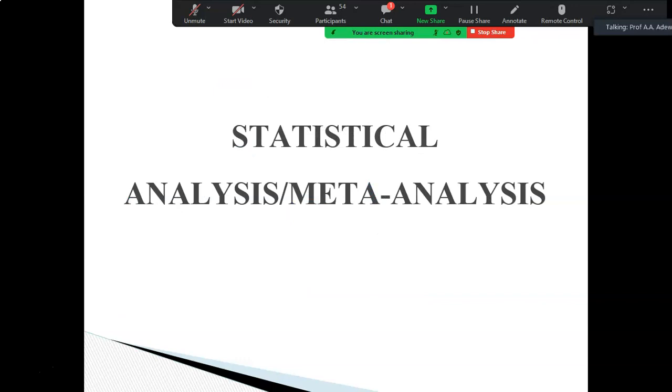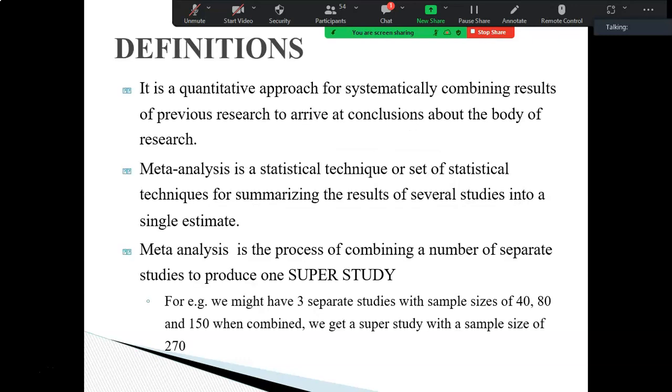The next part of the presentation is the statistical analysis, which otherwise is referred to as meta-analysis. Next slide. You can actually do systematic review without doing meta-analysis, but you cannot do meta-analysis without systematic review.